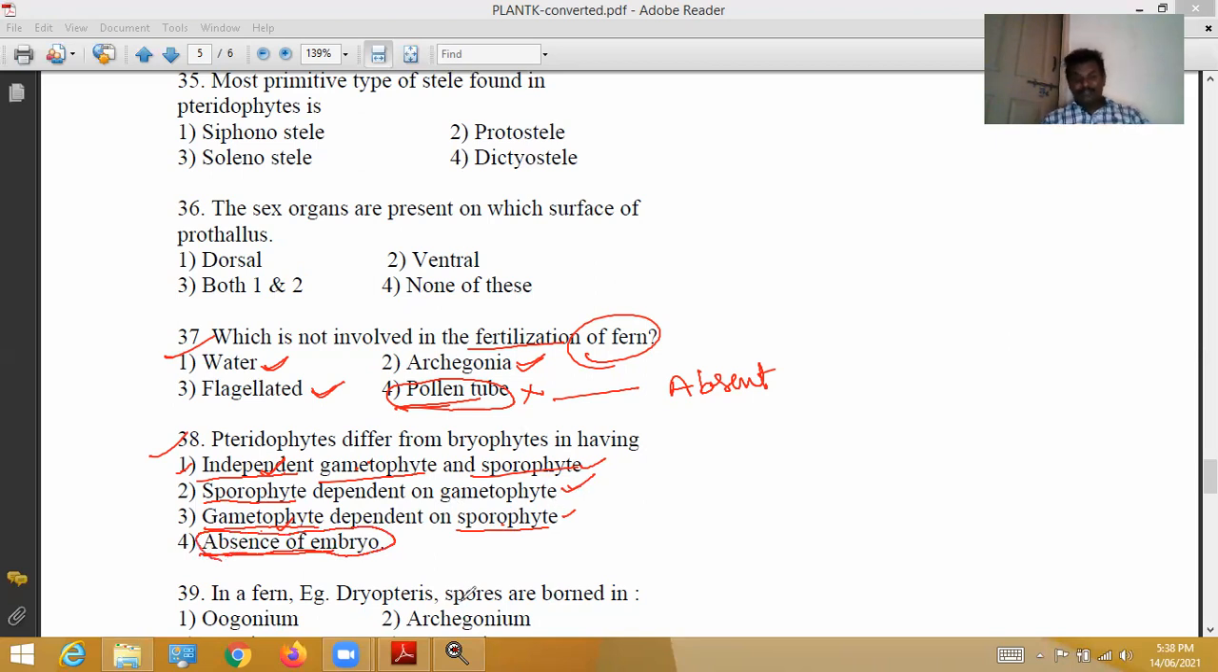It is not found, because in pteridophytes embryo-like structures do form. So according to the question, the fourth option is different: absence of embryo. So the correct option is the fourth.